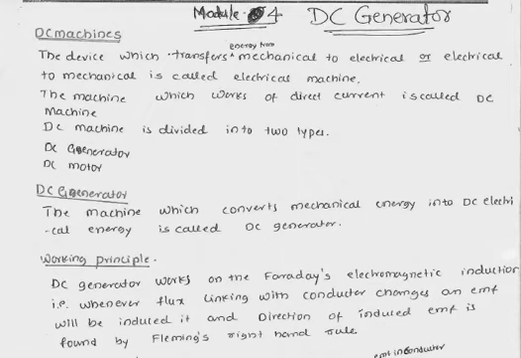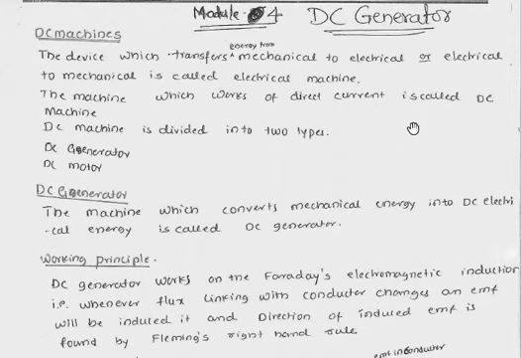With this session, we will start with a new module, DC generator and DC motor. In case of a DC generator, first we will see what is a DC machine. The device which transfers energy from mechanical to electrical or electrical to mechanical is called an electrical machine. So what is an electrical machine? A machine that converts mechanical to electrical or electrical to mechanical energy is called an electrical machine.